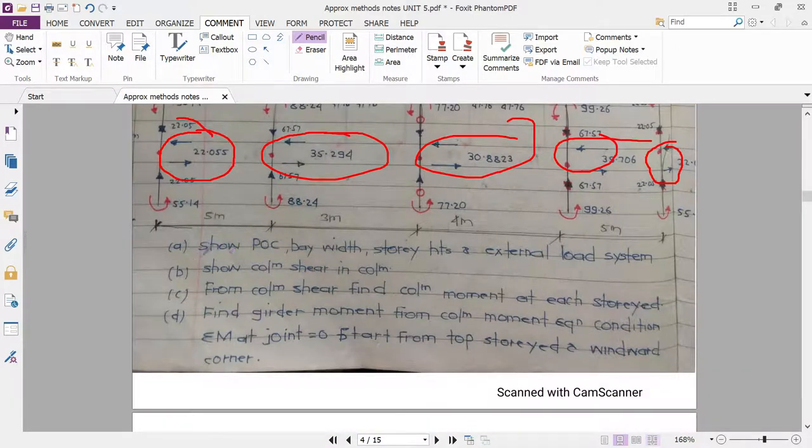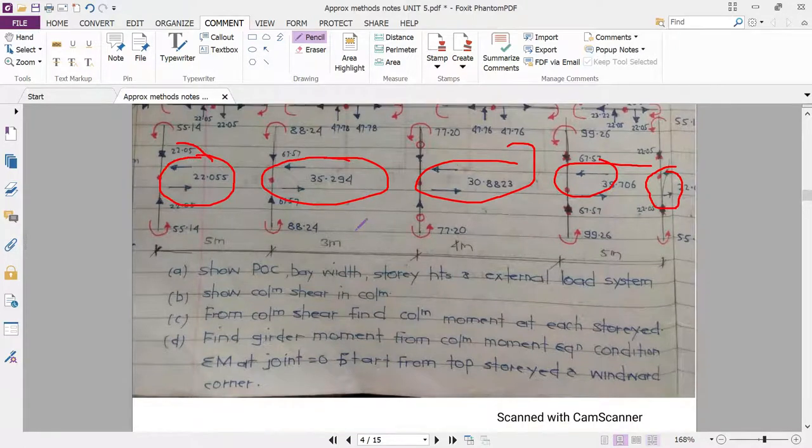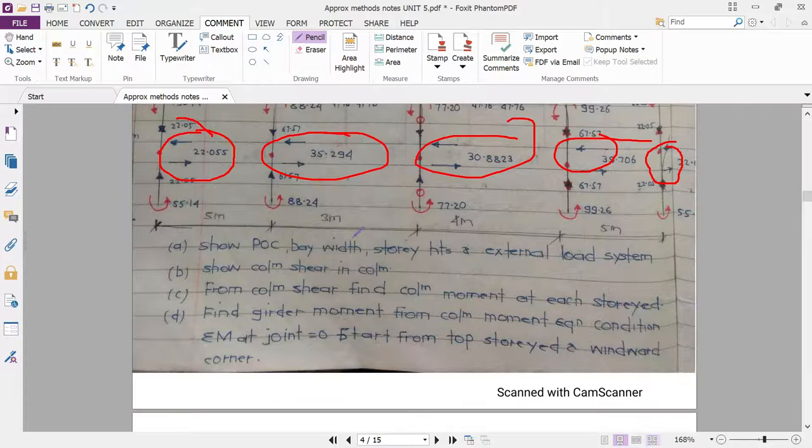First of all, show the POC, that is the point of contraflexion, the red dotted line. This is the step by step procedure. By this procedure you can easily understand how to solve this type of numerical very easily. Now show the POC, the point of contraflexion, at the center of each column as well as on the beam, and the bay width, story height and external load system.